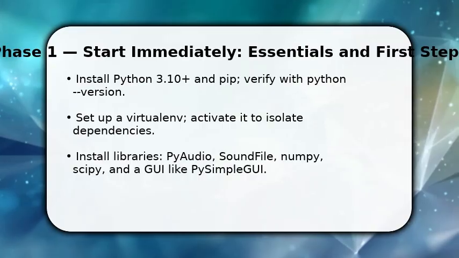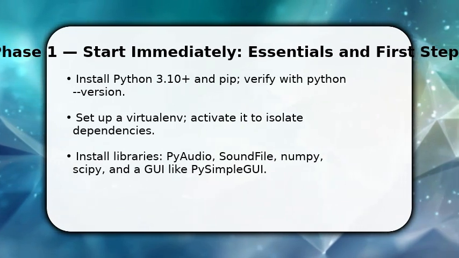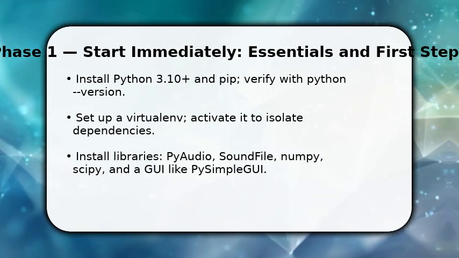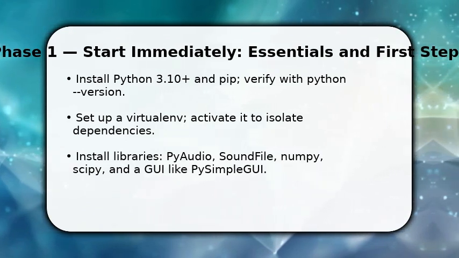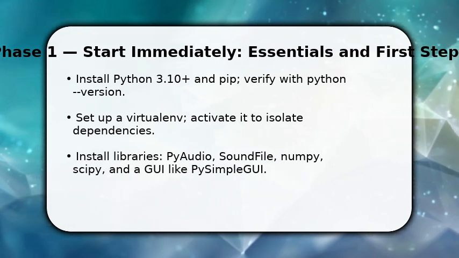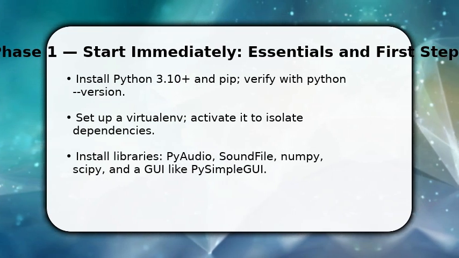Enjoy the video. You start by preparing your environment. Install Python 3.10 plus, and create a virtualenv so dependencies don't conflict. Once done, activate the virtualenv and pip install core packages like PyAudio, SoundFile, NumPy, and SciPy. These handle audio I/O and processing.